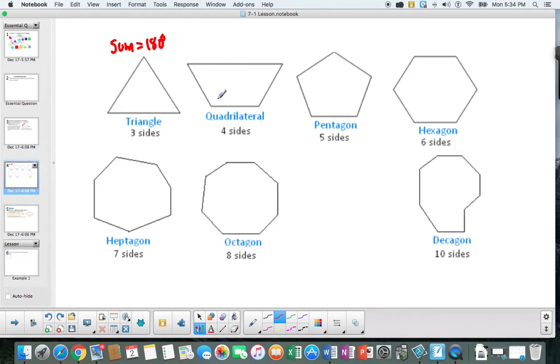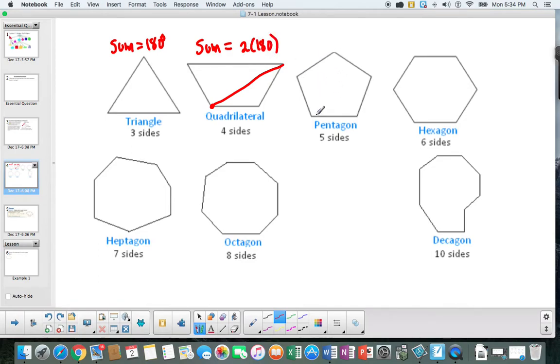Over here I have a quadrilateral. I'm going to draw all the diagonals that I can from this vertex. When I do that, I have created 2 triangles. So the sum of all the interior angles will be 2 times 180 because there are going to be 2 triangles.